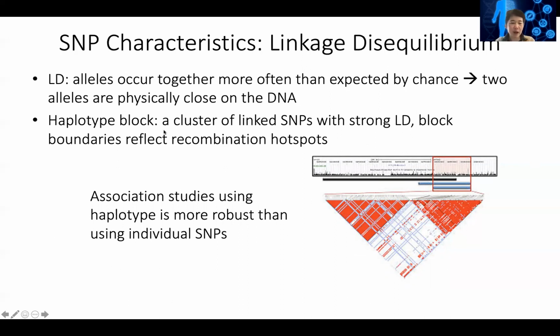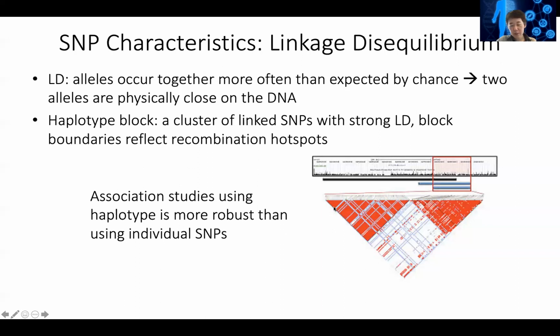And usually the block boundaries reflect the recombination hotspot. It means that during meiosis and the DNA recombination, usually there is a DNA breakpoint, and this chunk can be exchanged for the other copy of the chromosome, from exchange between the mother and father copy, and so the breakpoint here is usually a haplotype boundary.